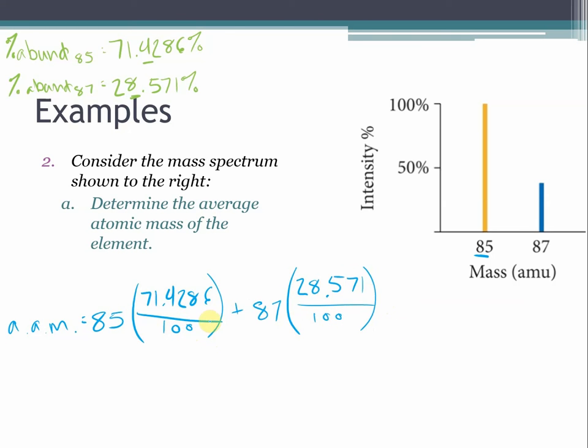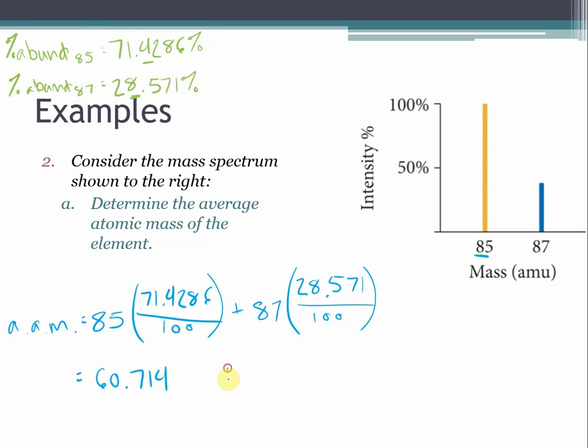And then we're going to do our math in 2 pieces. We're going to do our first set of multiplication division. We'll do our second set of multiplication division, and then we will add them together. So this first group of math, 85 times 71.4286 divided by 100, should give you 60.714.